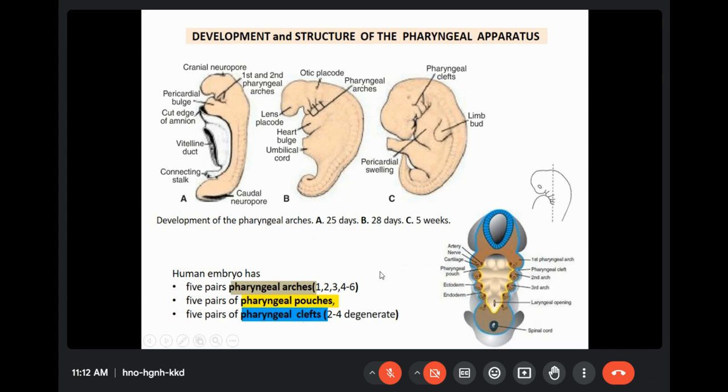So in 5 pairs of pharyngeal arches, the 5th is degenerating. Also, the 5th pair of pharyngeal pouch degenerates, and the pharyngeal clefts from 2nd to 4th also degenerate.